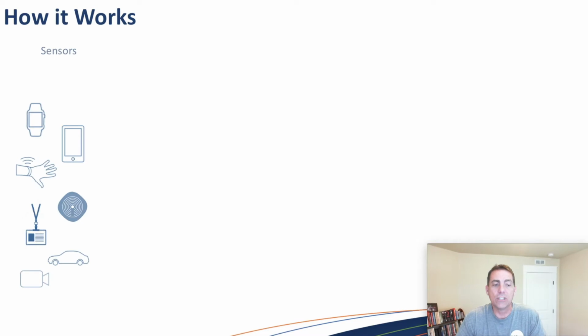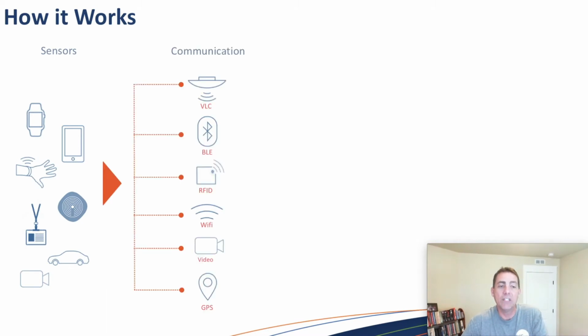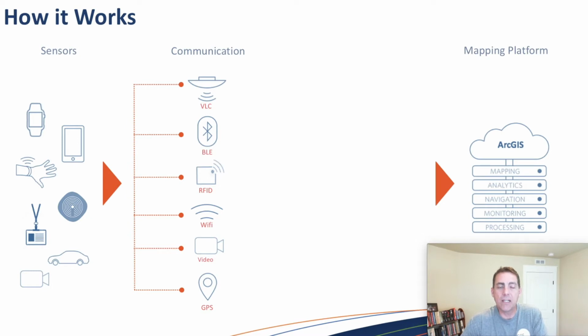There are these sensors out there. These sensors come in all shapes and sizes and forms, and they communicate over some kind of protocol, anywhere from GPS, which we all should be fairly familiar with, through video, Wi-Fi, RFID, Bluetooth, VLC, which is smart LED lighting. Cellular is also another good one.